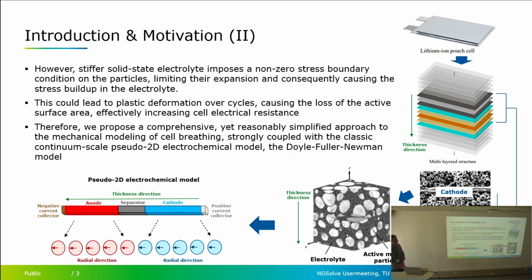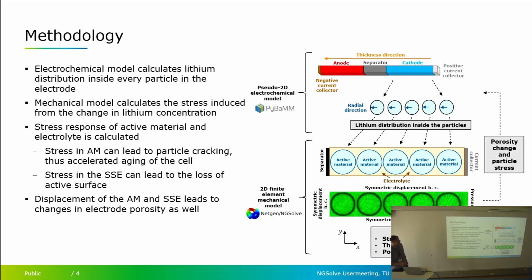In solid state electrolyte, we need a more complicated mechanical model. We need to have boundary conditions on the expansions, and we need to somehow quantify a contact loss on contraction of particles. So this is our model. As I said, the pseudo 2D electrochemical model, as it runs in every step, calculates the lithium distribution inside every particle. We use this lithium distribution as temperature, which goes into the NGSolve mechanical model.